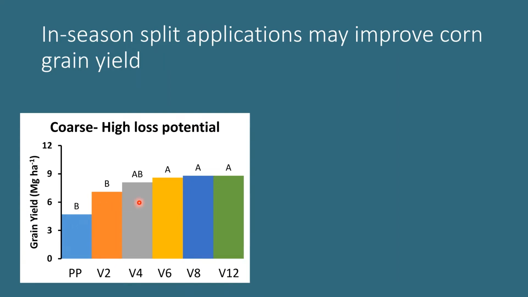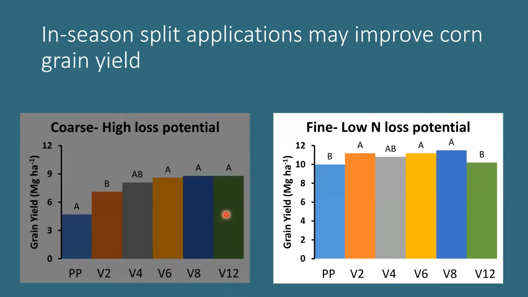Delaying our fertilizer application, or that split application, until V4 or later had the greatest improvement on corn grain yield on these coarse textured soils. Now, doing this exact same experiment on some finer textured soils, so the clay loams of Waseca and the loamy soils of Lamberton, you can see that there's really not much of a difference between the timings and the single pre-plant application.